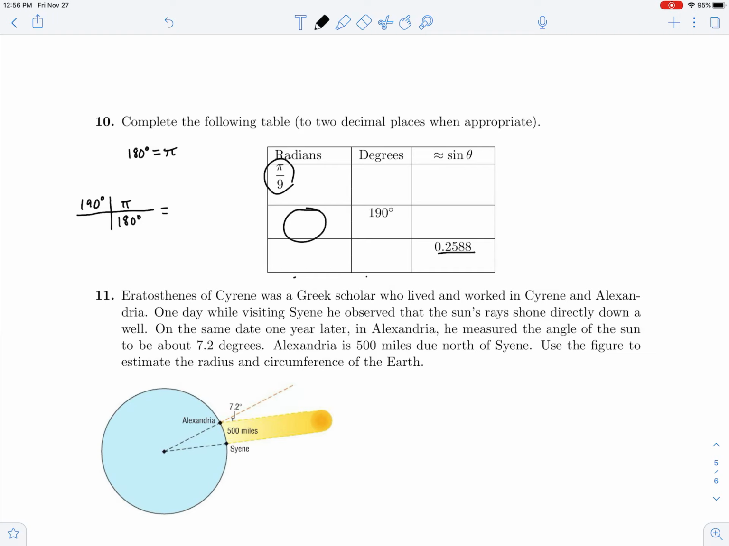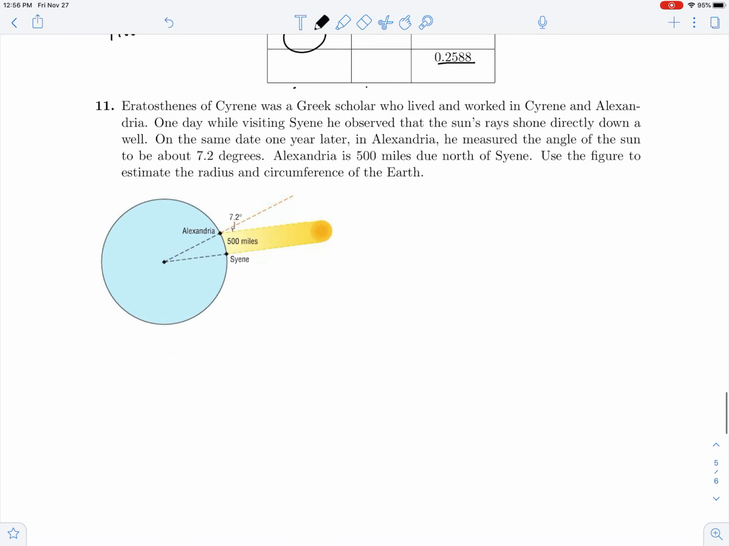Make sure your calculator is in degree mode for here, and in radian mode, you'll get a decimal approximation for the radians. For number 11, this is a cool problem because it's a historical problem. Eratosthenes of, I think it's Cyrene. I shouldn't try to pronounce things at this point. Go ahead and read the problem, and what you're going to use is the arc length formula for this one. Go ahead and read it and set it up.